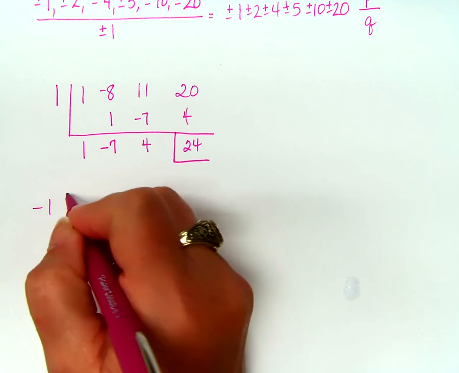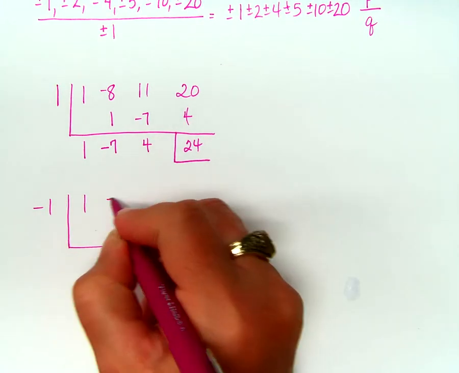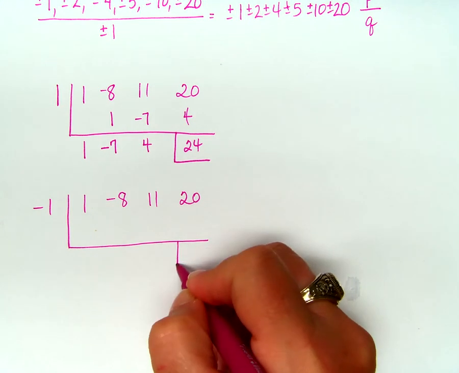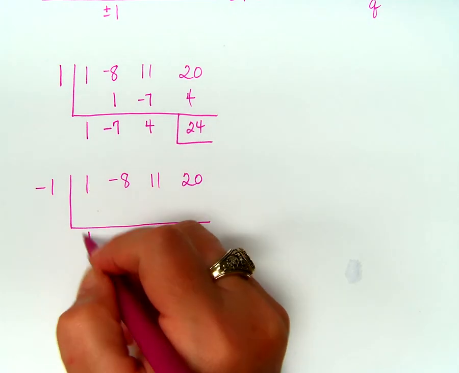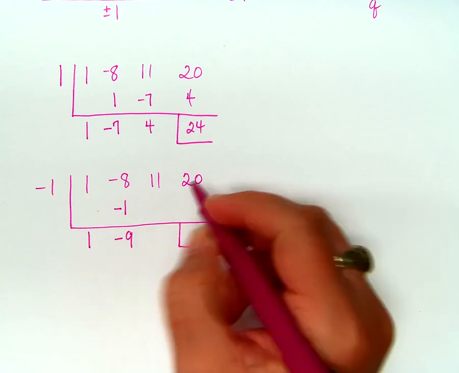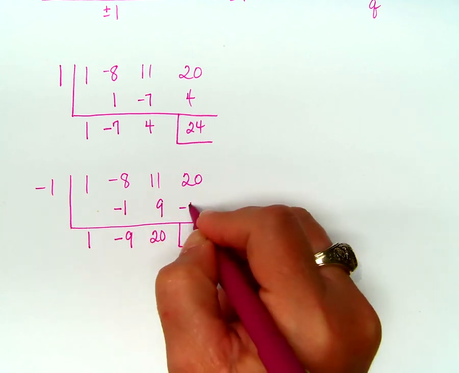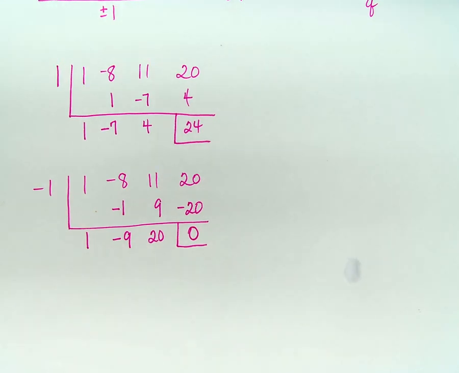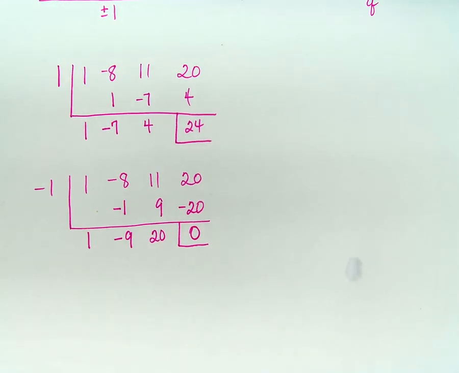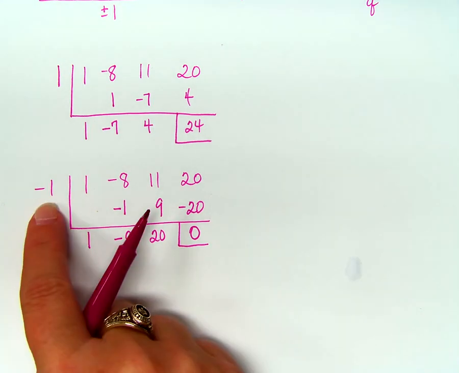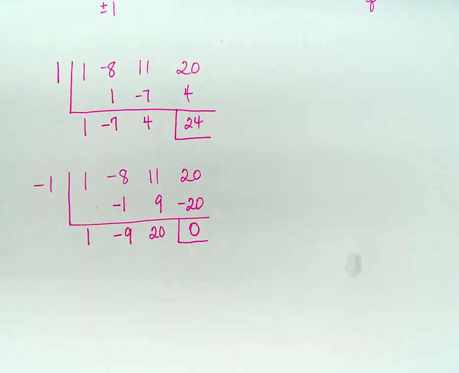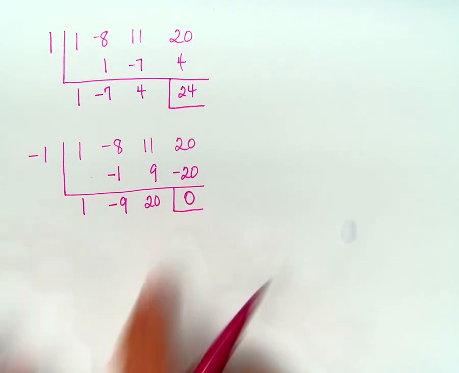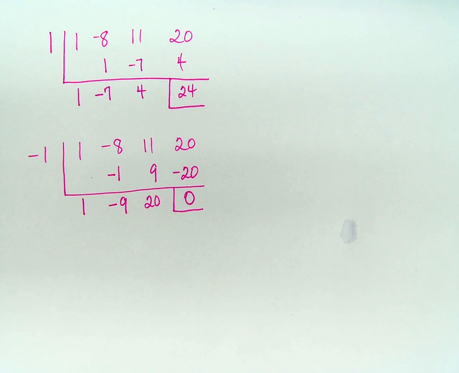How about -1? Okay? 1, -8, 11, 20. That gives 1, -1, -9, 9, 20, -20, 0. So what does that mean? -1 is a solution, right? It's okay. Those two words, factors and solutions, sometimes people think are interchangeable, but I will make sure you know the difference here in just a second, I promise. So here's an interesting point. I know that -1 is a solution. I've got to find how many more?